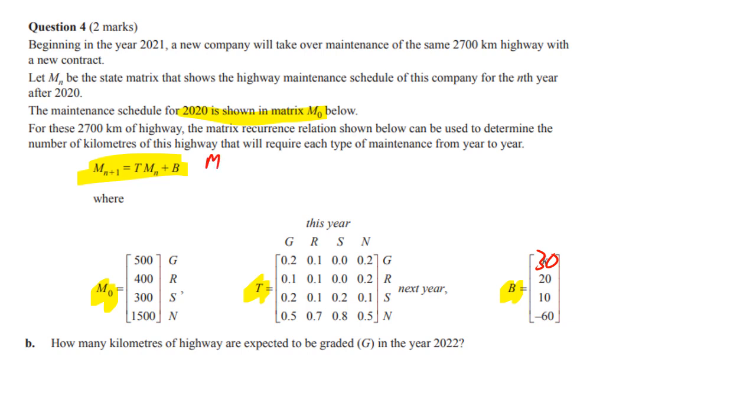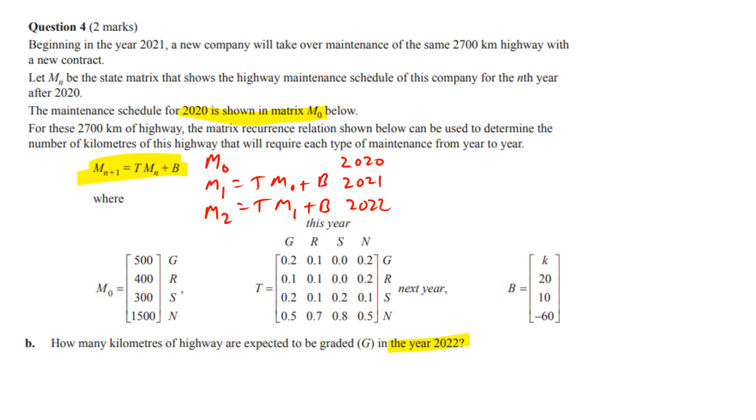So we know what M naught is. And so M1 equals T M naught plus B. And M2 equals T M1 plus B. That's just using that formula. And this is going to give us, so we know M naught is 2020, this is 2021, this is 2022, and that's exactly what we're aiming for, 2022. So we've got to churn through all that to get the answer that we want.